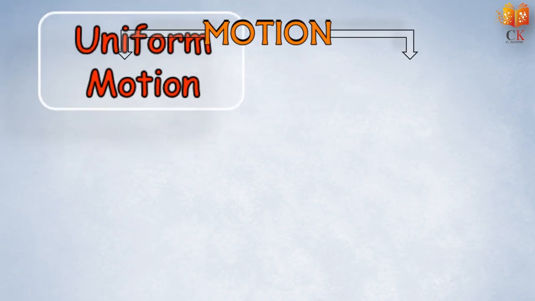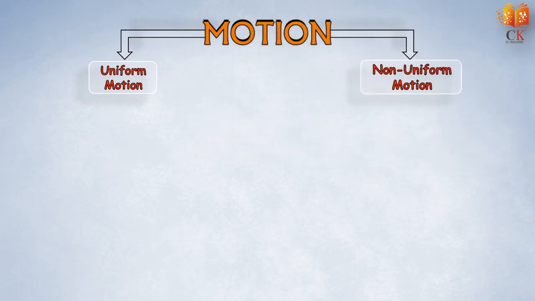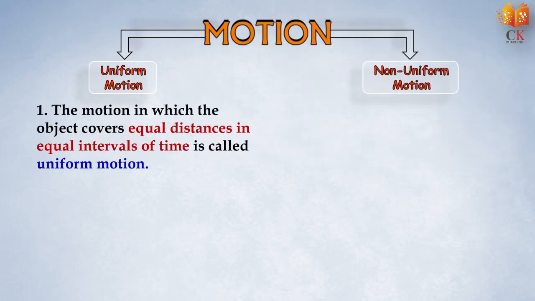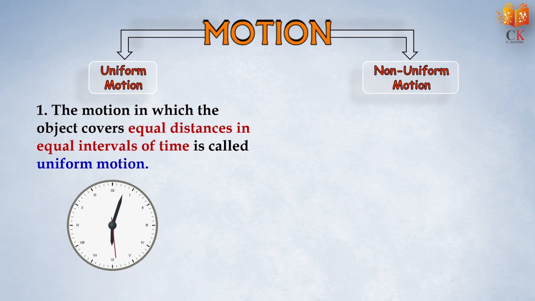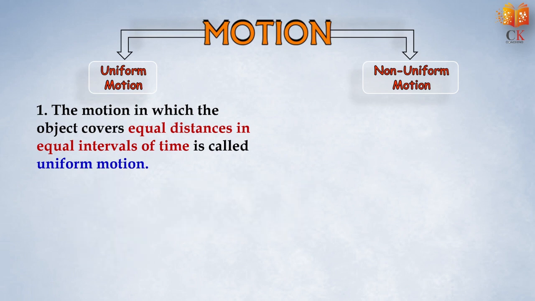Now talking about the motion, we can classify the motion, or we will be understanding the two basic types of motion. The first one is the uniform motion, the second one is the non-uniform motion. What is uniform motion? The motion in which the object covers equal distances in equal intervals of time is said to be under a uniform motion. For example, we have this clock. The hands of the clock cover equal distances in equal time intervals. Thus we say that the clock is in uniform motion.